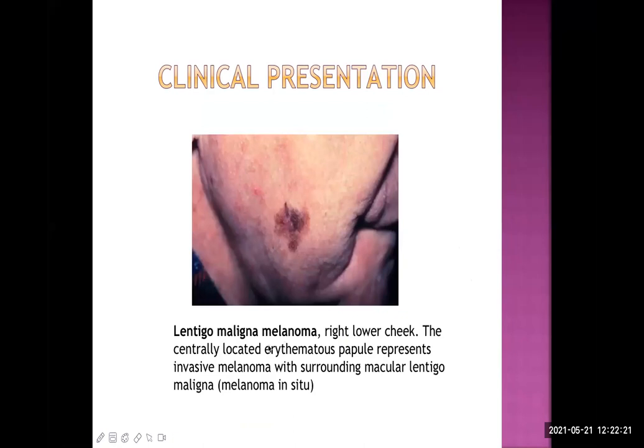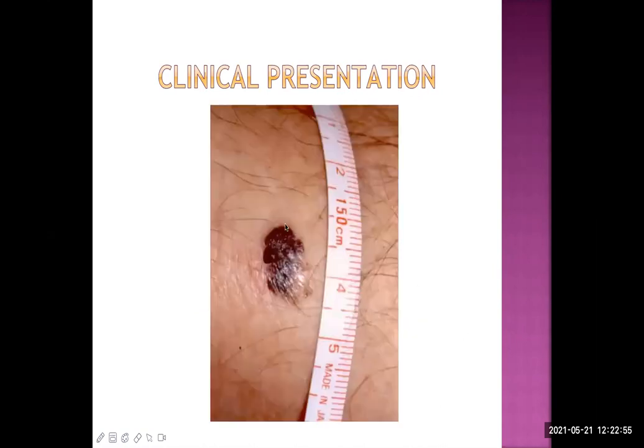Another one is called lentigo maligna melanoma of the right lower cheek in this patient. The centrally located erythematous papule represents invasive melanoma. This is the one, right there, with surrounding macular lentigo maligna, which is melanoma in situ. Probably it has invaded deeper here, but here it has not invaded deeper. It is still in situ, meaning the basement membrane has not been crossed. And this one is a nodular type.